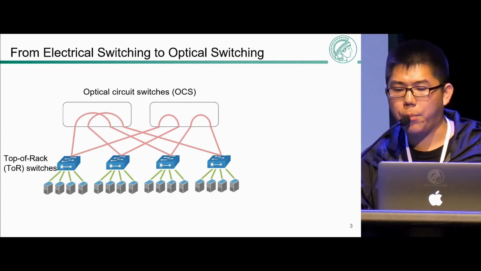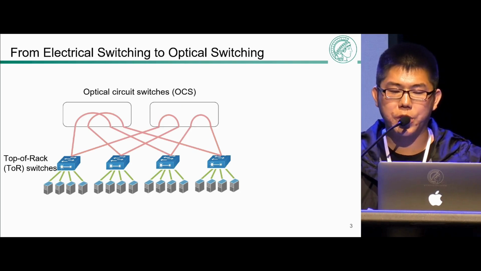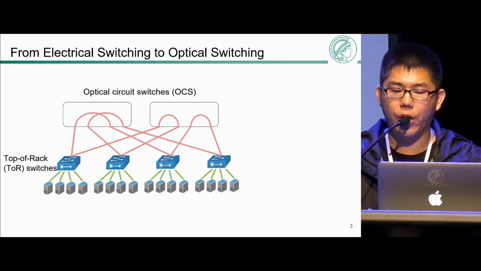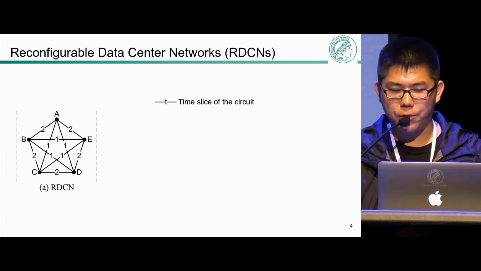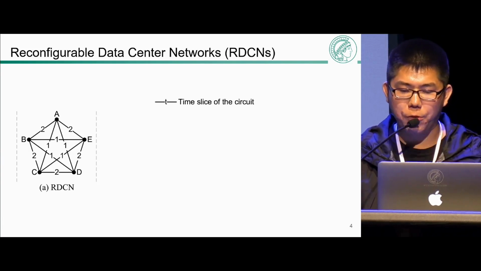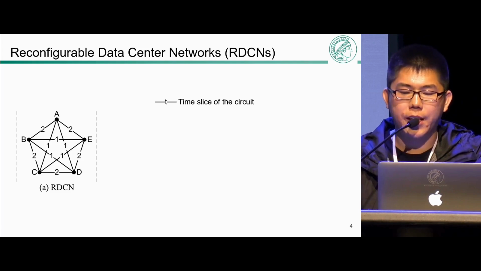Optical switching is a promising solution to replace electrical switching, and now is gradually deployed in production data centers. Optical circuit switches are used to construct dedicated circuits among ToRs. With optical switches, the topologies can be reconfigured, and we call them reconfigurable data center networks, or RDCN. We can use the following diagram to represent an RDCN. The nodes represent ToRs, and the number over the edge represents a time slice, meaning when these two ToRs have a circuit.